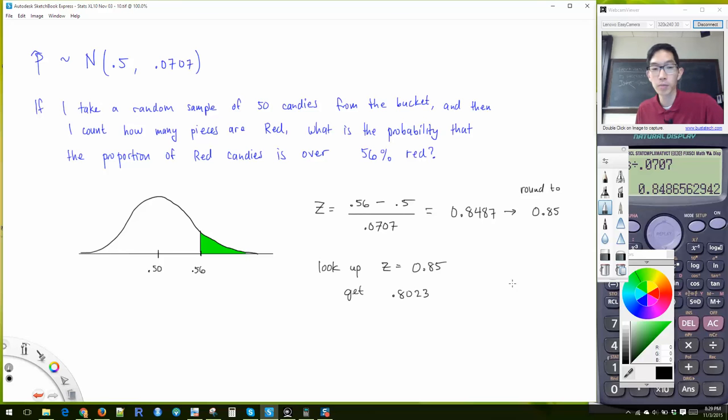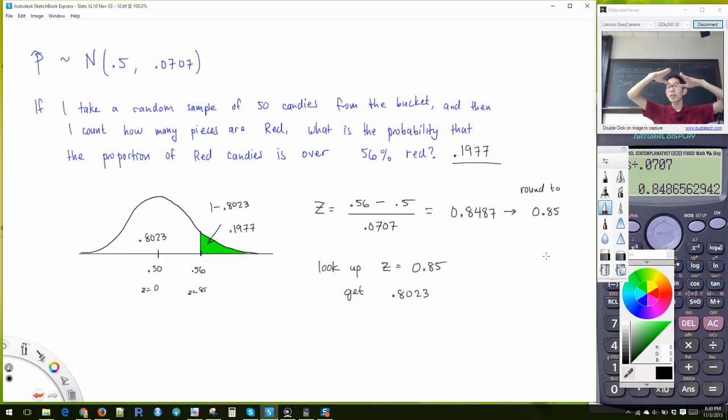No. What is the answer to my question? 1 minus this, right? 0.8023 is the area to the left of 0.56. So now I've converted this to 0.85 on the z-score scale. So over here, this is going to be 1 minus 0.8023. I get 0.1977. So what is the probability that the proportion of red candies is over 56% red? About 20%. 0.1977.